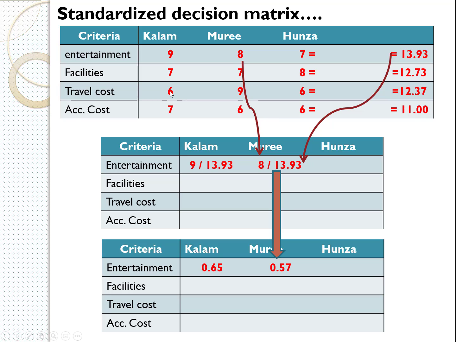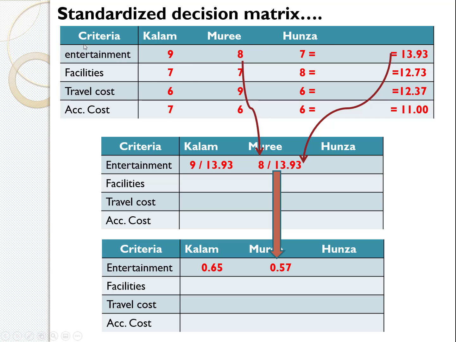Similarly, you will divide 6 divided by this, 9 divided by this, 6 divided by this, and 7 divided by this. Make sure that this process is for the criteria. If the criteria are in the column, then you need to do 9 square plus 7 square plus 6 square plus 7 square and take the square root. So you do not need to be confused.